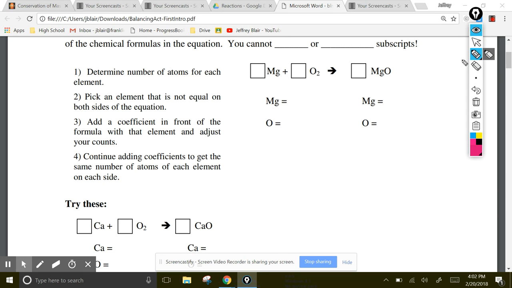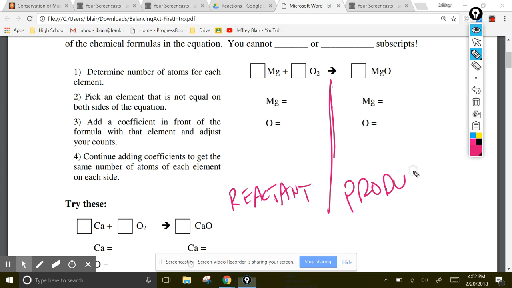So we're going to split our equation into 2 parts, the reactant side and our product side. Then we're going to do an element inventory. We're going to add up how many of everything we have on one side and on the other side.